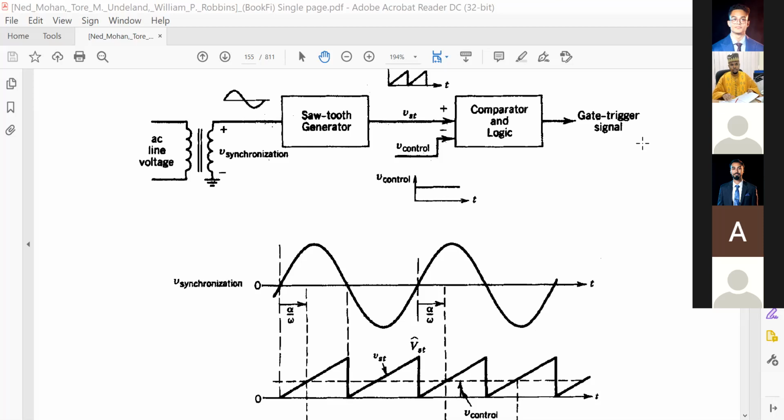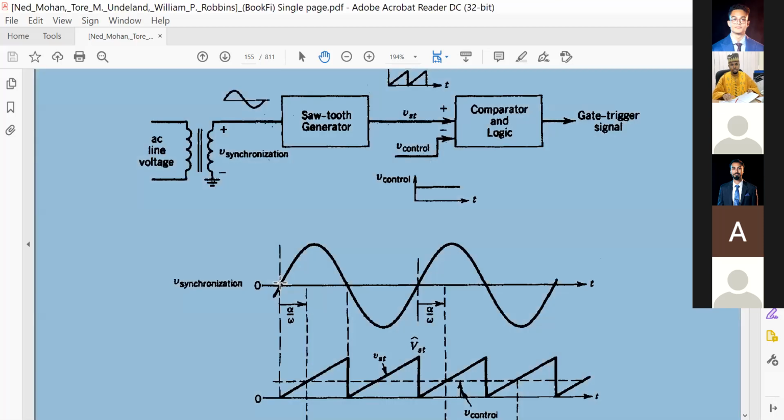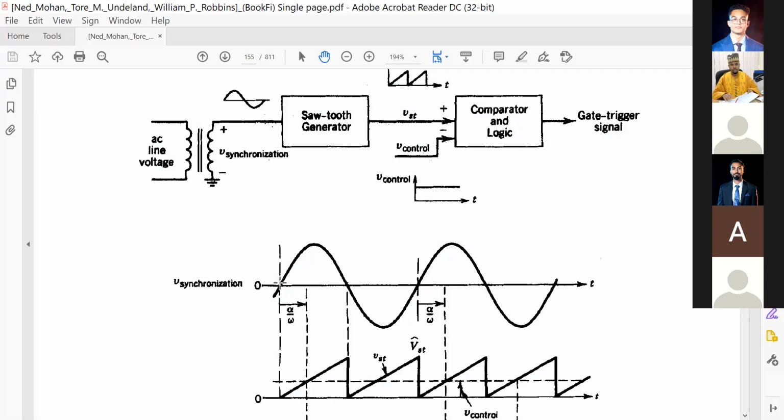Okay. So how to generate this gate pulse, which will vary from 0 to pi? You must have the input voltage synchronized to generate it. If you don't know the phase of your input voltage, you cannot control, right? You must know where you are. Are you here? Or here? So you must take the input voltage that you want to control, and then you can use a transformer, and then you get the synchronized voltage.